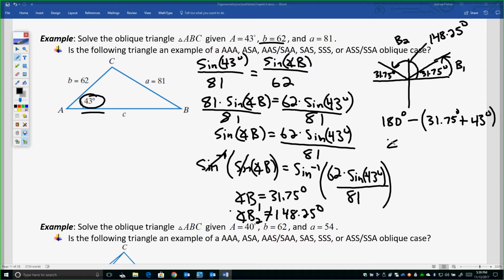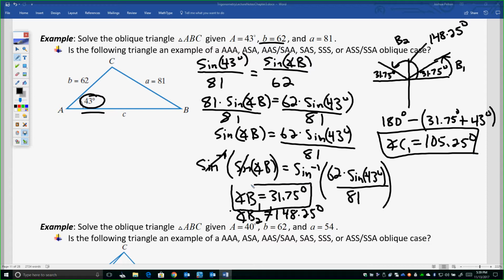So that means angle C1 is 105.25 degrees. Okay, so there's only one possible C and one possible B, because the second B adds up to more than 180 when you add A to it. So that means we just need side C now.